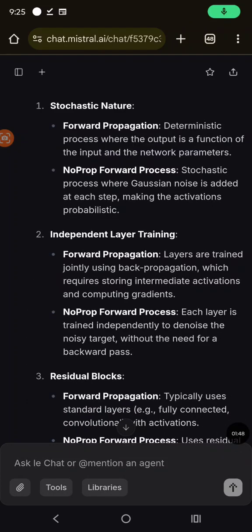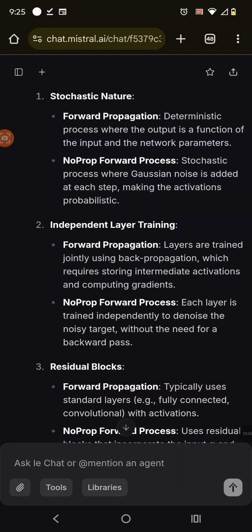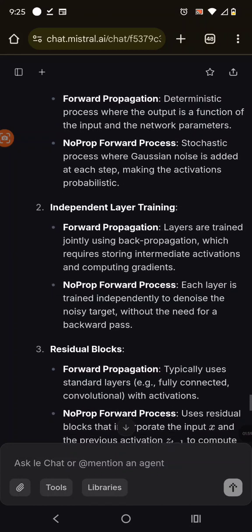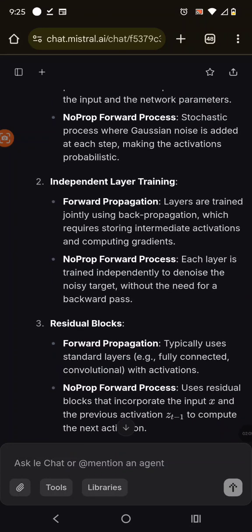So these are the key differences. Stochastic nature: typical forward propagation is deterministic, and this one is a stochastic process. And more importantly, in traditional networks the layers are trained jointly using backpropagation, whereas here each layer is trained independently. It only depends on the previous layer to pass the activations, but it doesn't need to store intermediate activations for computing gradients, as happens during backpropagation, because there is no backward pass.